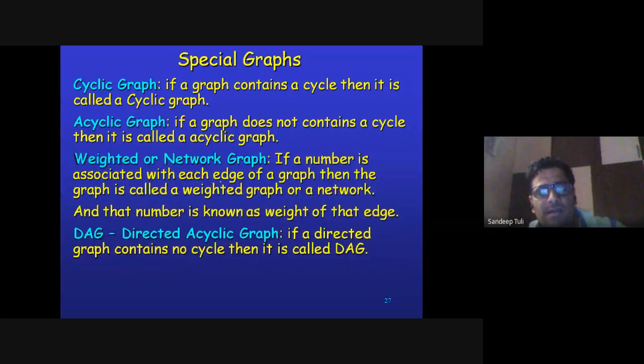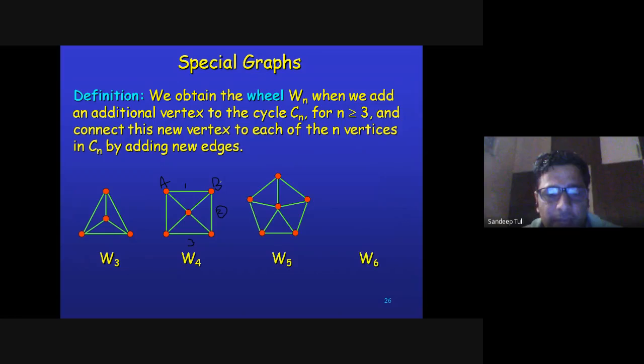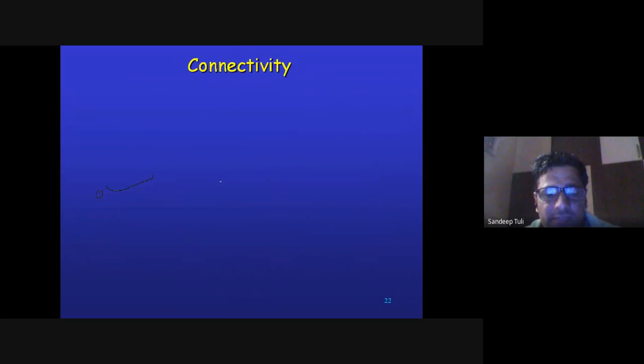Now DAG, directed acyclic graph. DAG full form is directed acyclic graph. When our directed graph contains no cycle, then it is called DAG. So that particular example which we have just considered was a DAG.